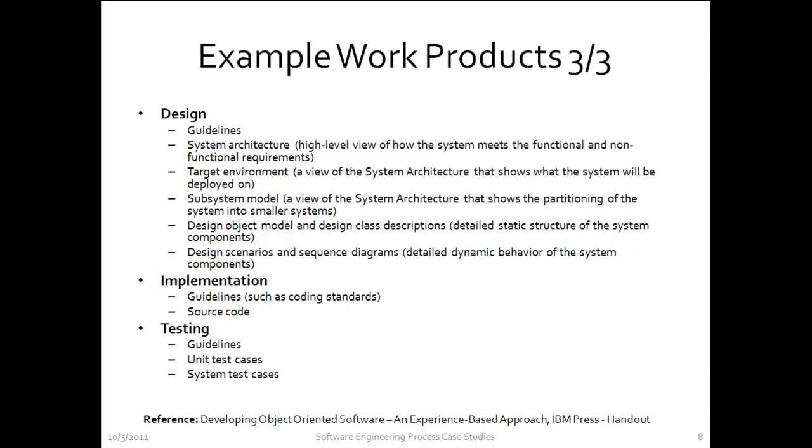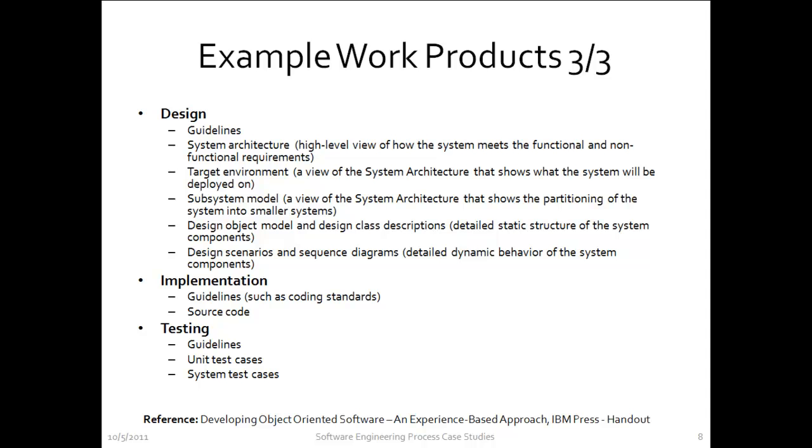We have the subsystem model, which is a view of the system architecture that shows the partitioning of the system into smaller systems. We have the design object model and design class descriptions, which is the detailed, as opposed to high level, static structure of the system components. We have design scenarios and design sequence diagrams, which is the detailed dynamic behavior of the system components.